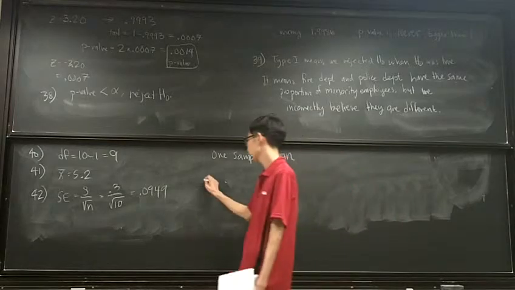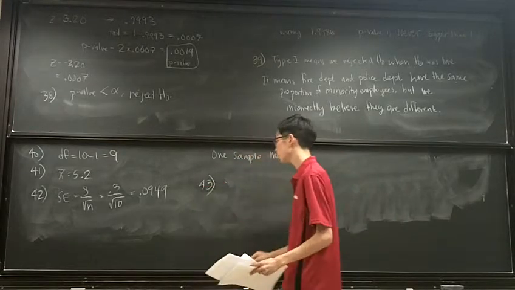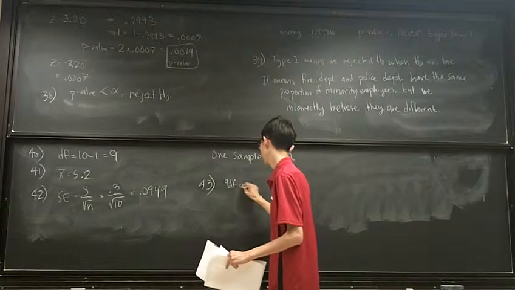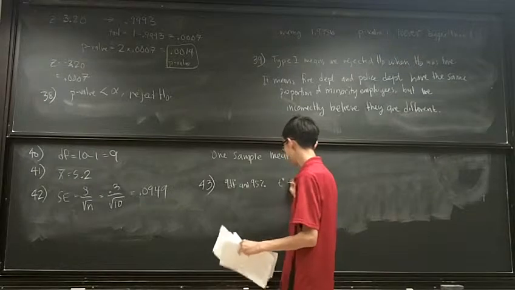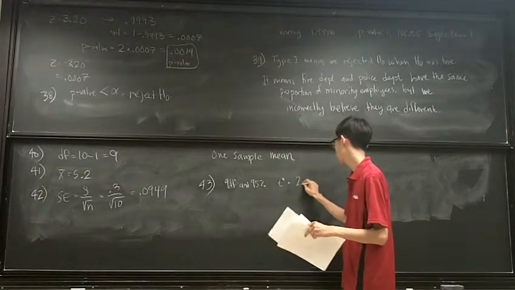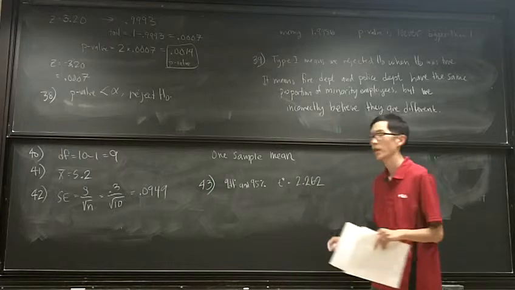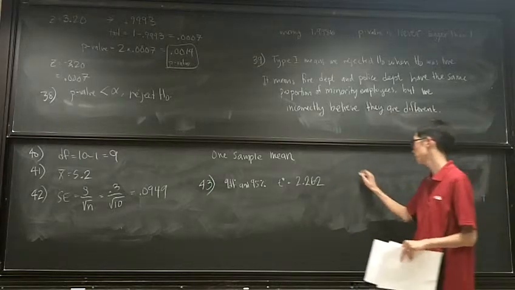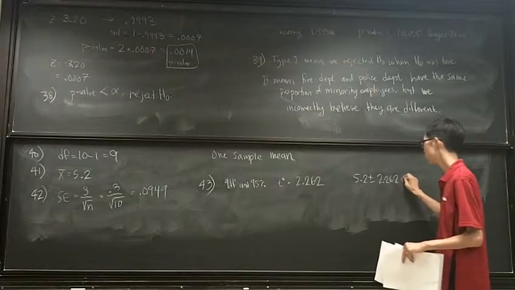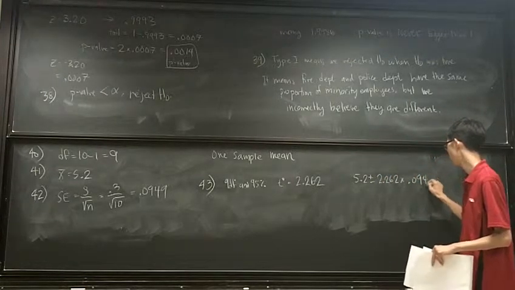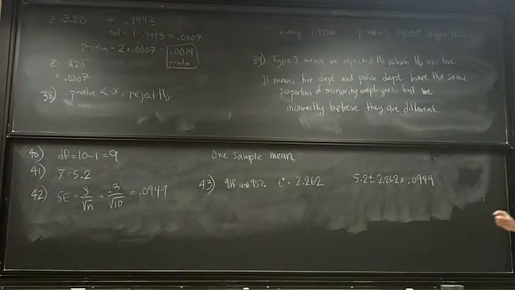All right, so let's make a confidence interval, 43. Using 9 degrees of freedom and 95% confidence, my t star is going to be 2.262, right? So I have 5.2 plus or minus 2.262 times 0.0949. Why is it 0.094, not 0.095? You probably made a mistake. Try 0.3 divided by the square root of 10.